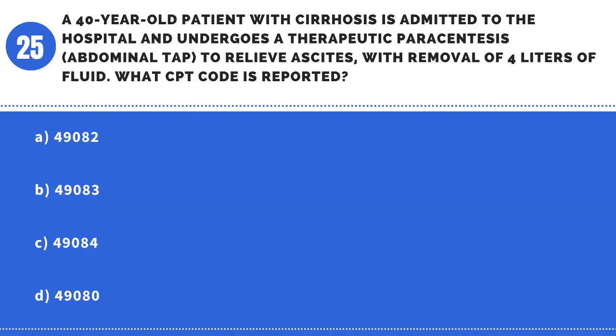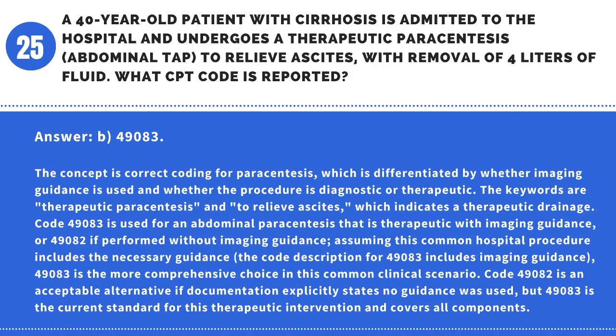Question 25. A 40-year-old patient with cirrhosis is admitted to the hospital and undergoes a therapeutic paracentesis, abdominal tap, to relieve ascites, with removal of 4 liters of fluid. What CPT code is reported? A. 49,082. B. 49,083. C. 49,084. D. 49,080. Answer B.